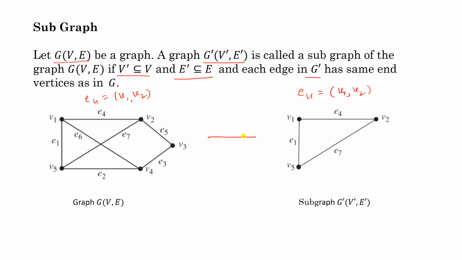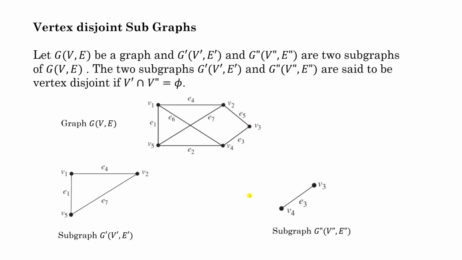But if you draw a graph like this, and suppose this is say V1, this is V2, and say this is V5, and suppose this edge is E5, this is E3, and this is E2. Though the vertex set is a subset of V and the edge set is a subset of E, look at this: the end vertices of E5, here you will write E5 as (V1, V2), but here the end vertices of E5 are V2, V3. It means this graph is not a subgraph of G(V, E).